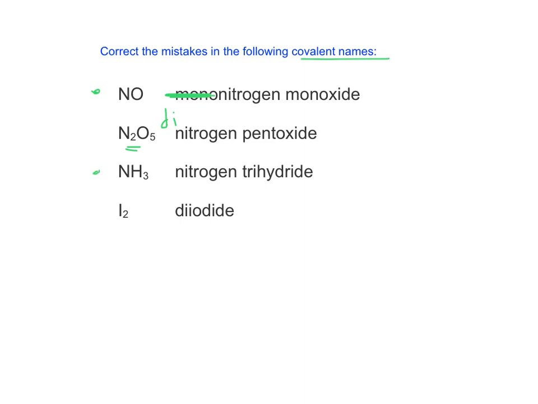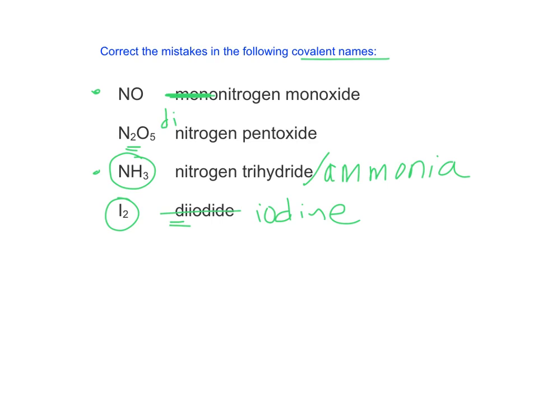NH3, nitrogen trihydride. Yes, that is the technical name, but we are asking you to recognize the common name of NH3, which is ammonia, a household cleaner. And then I2, they're seeing it as a bond, and it is actually just a diatomic element. So we would just say the name of the element, which is iodine.